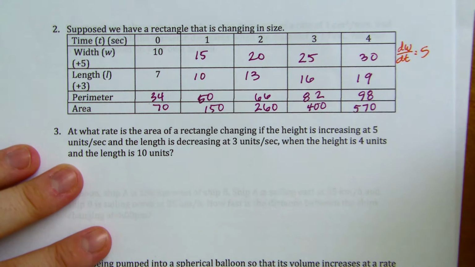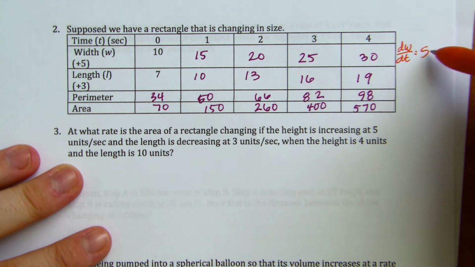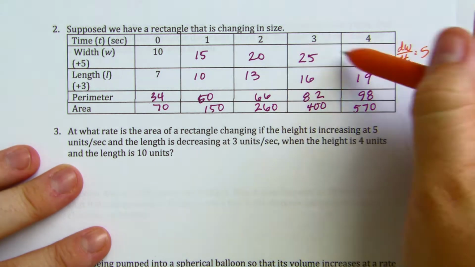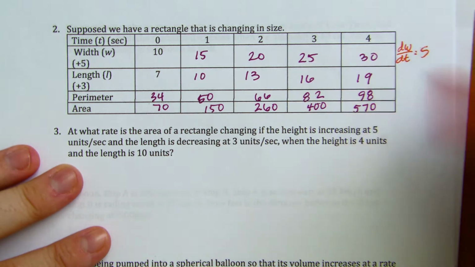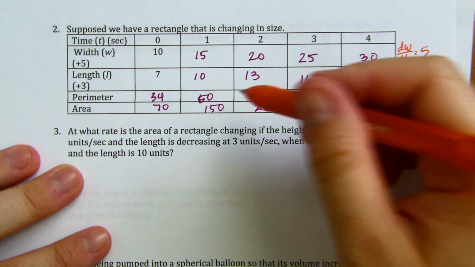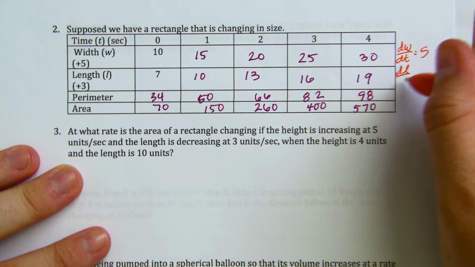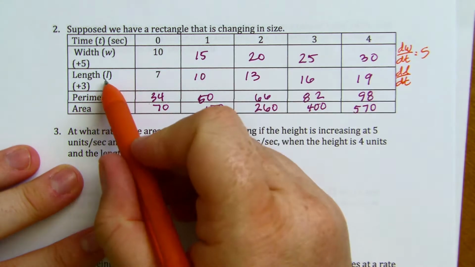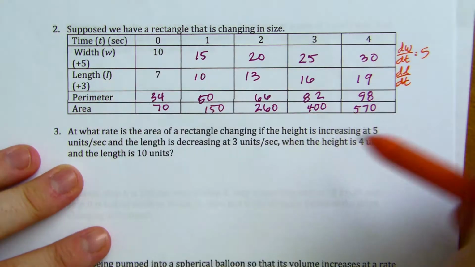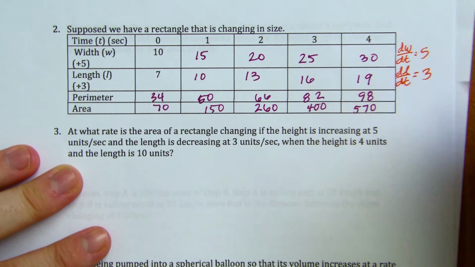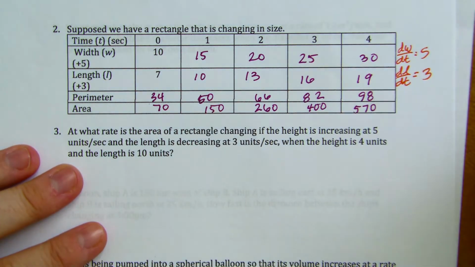We don't have units, but we'll just say 5 units. So it's increasing by 5. If it was decreasing by 5, we would say -5. Similarly, dl/dt, the rate at which the length is changing with respect to time, is 3. It's increasing by 3 each second.